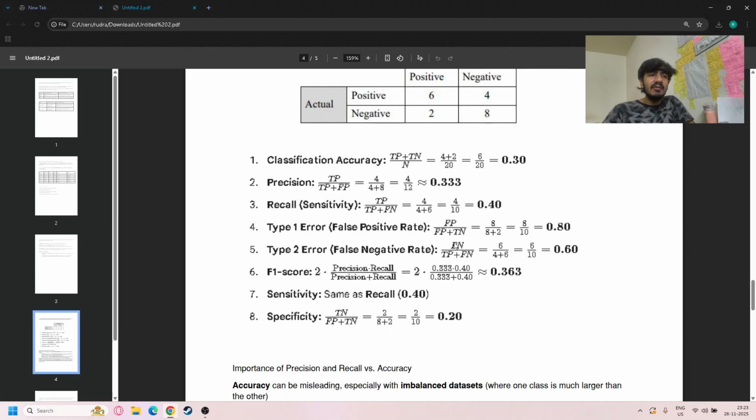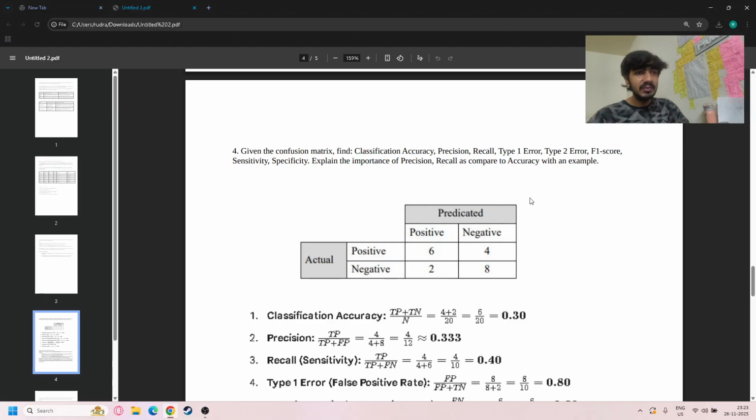Similarly, we calculated type 1 error here, 8 upon 10, 0.8. Type 2 error, false negative rate, 6 upon 10, 0.6. F1 score was 0.363. Sensitivity, which is the same as recall, it's nothing different. And specificity, TN upon FP plus TN, 2 upon 10, 0.2.